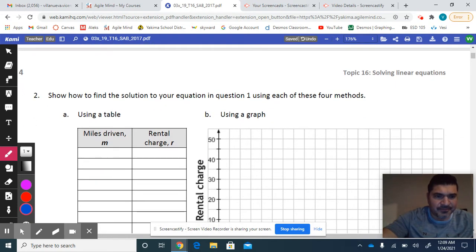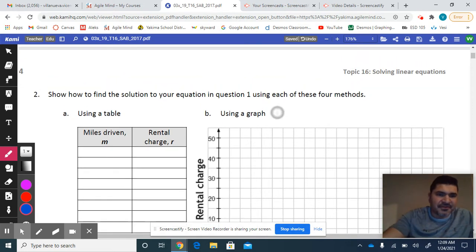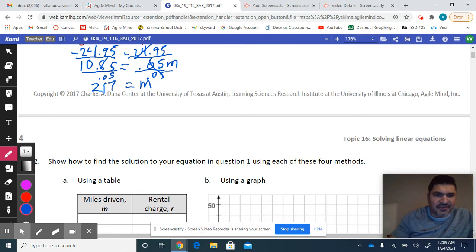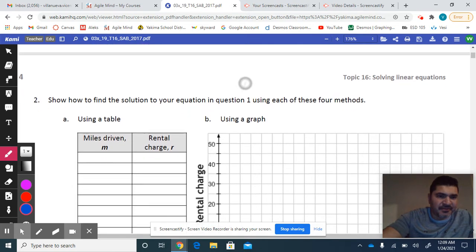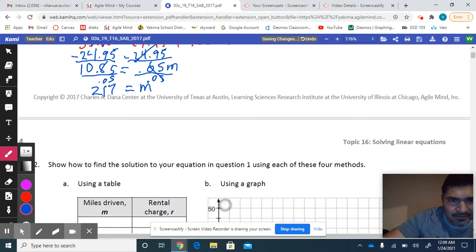We have number 2. Show how to find the solution of your equation in question 1 using each of these 4 methods. So if you notice up here, we have 217 miles. I'm going to make a table here. And right about here, I'm going to put 217 miles. The cost was $35.80.